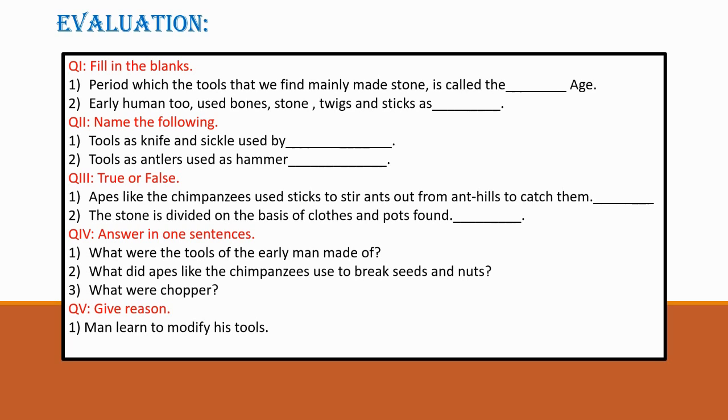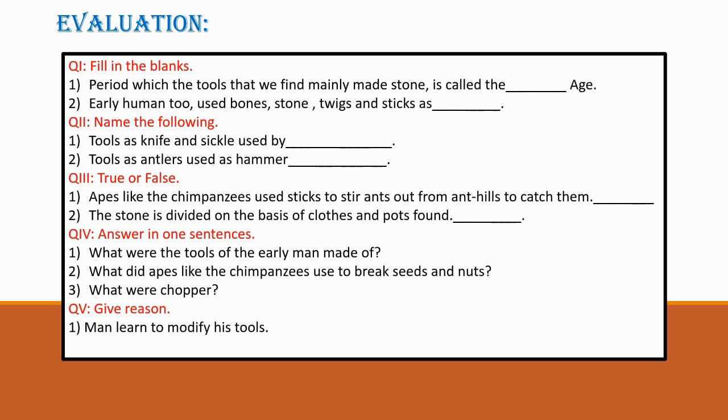Second, tools such as antlers used as hammer. Answer is Homo erectus. True or false? Apes like the chimpanzee use sticks to steer ants out from ant hills to catch them. Answer is true. The Stone Age is divided on the basis of clothes and pots found. Answer is false.